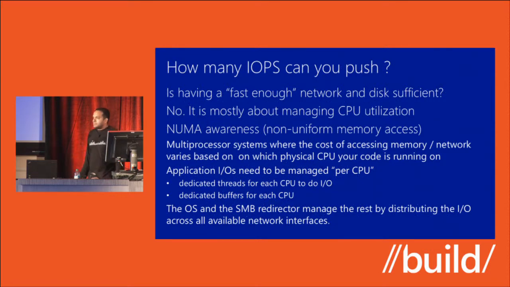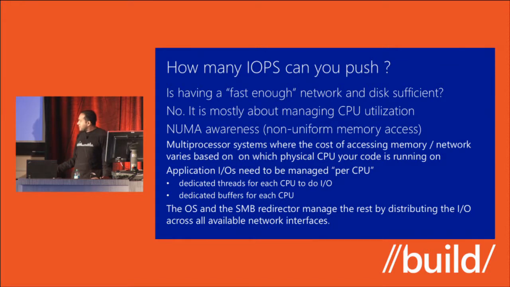Now, this is an interesting question which we asked. How many IOs can you push with SMB with all these features we talked about? Is having a fast enough network and disk sufficient? Well, it turns out that it's a little bit harder than that, especially pushing small IOs. It's mostly about managing your CPU utilization, because small IOs tend to generate a lot of CPU, and it's about trying to keep the CPU utilization down.